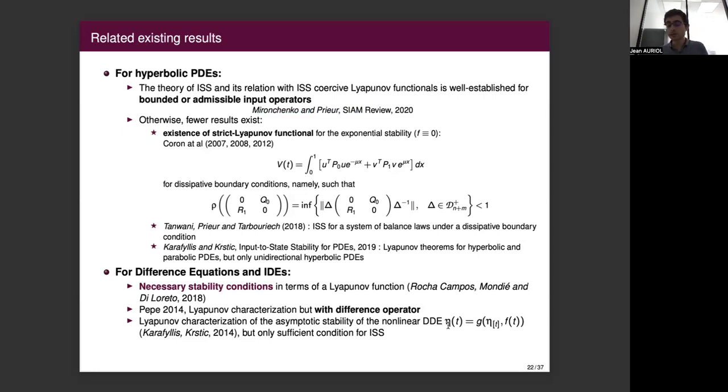But you only have sufficient conditions for ISS. And in most cases, you may have some converse Lyapunov results. So you know that your system will be ISS. You know that you will have a Lyapunov function, but you may not have this Lyapunov functional. And as we have seen, having the Lyapunov functional can be crucial for some techniques.